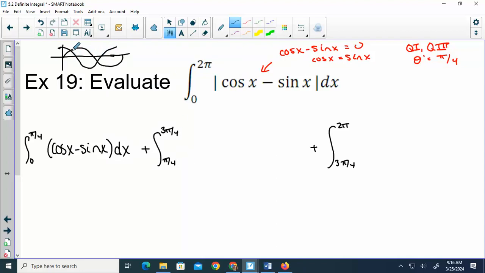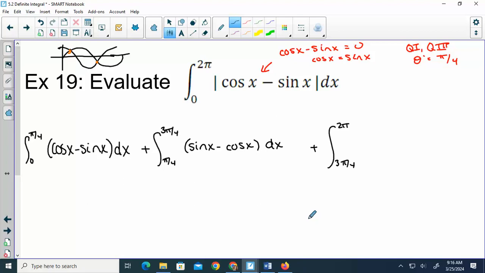So if you're looking at the graph, here's pi over 4, here's 3 pi over 4. Which one's on top? Sine. So cosine minus sine is negative. The absolute value would make it positive. It would flip it, so you could put a negative in front. Would it confuse you too much if I just wrote it as sine minus cosine? That's the same as negative cosine plus sine.